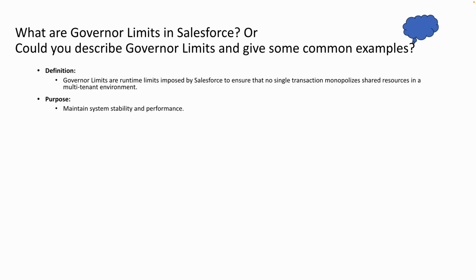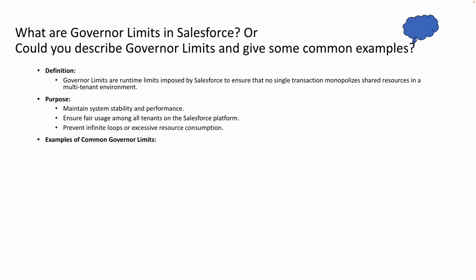Okay, and what is the purpose? It's basically to maintain stability in performance, and it also ensures fair usage among all the tenants who are sharing the platform. And also, if there is any bad design or bad code running excessively in loops, it prevents that kind of usage, so that the system resources are not choked up.